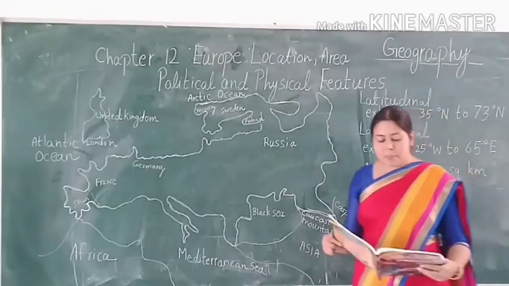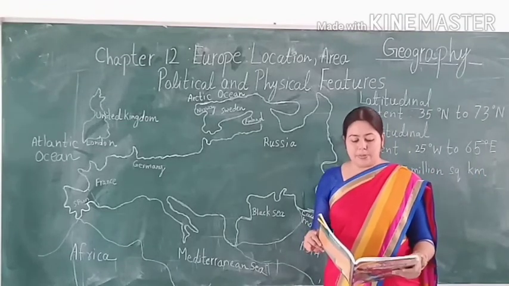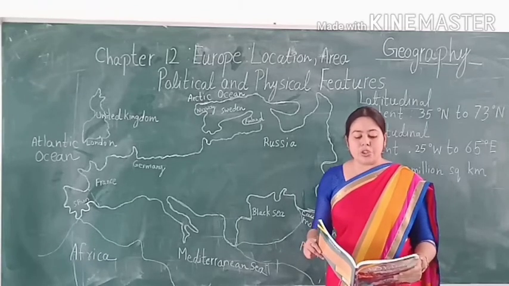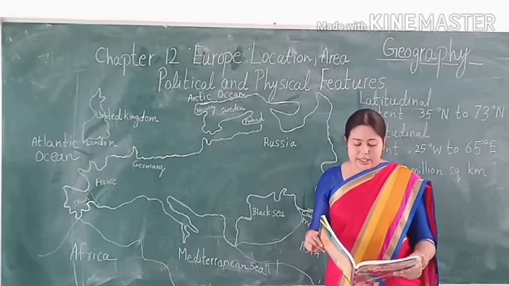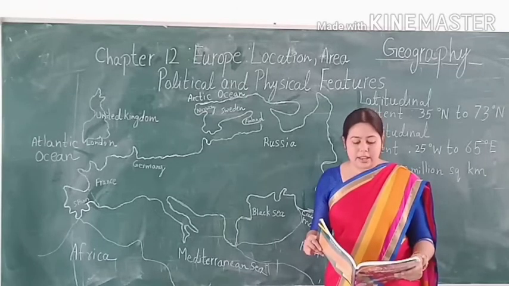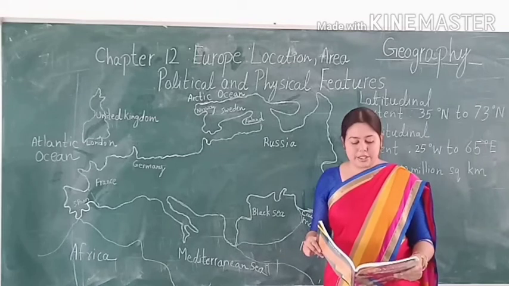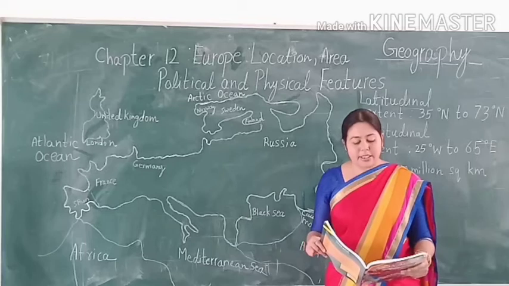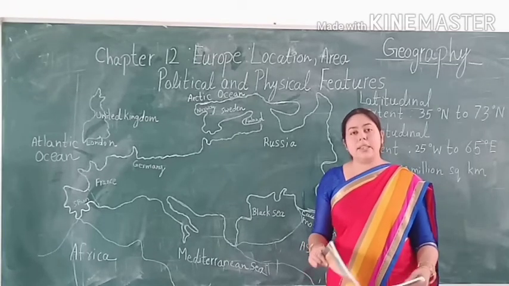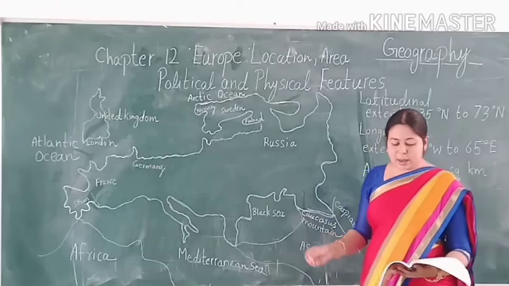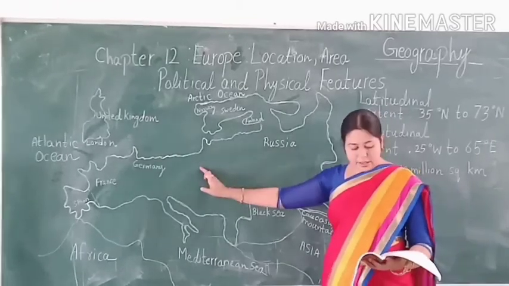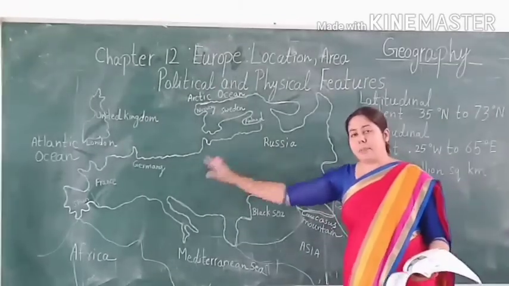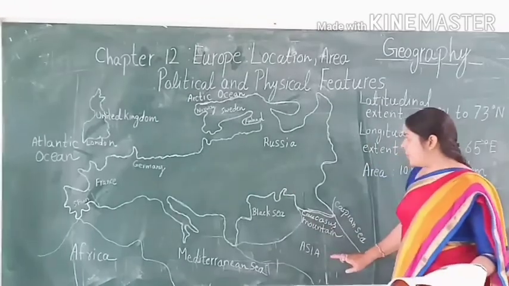Earlier Russia was a part of the USSR. So what is the USSR? USSR means Union of Soviet Socialist Republics. In December 1991 the USSR was split into 15 independent states and Russia became a separate country. Russia lies partly in Europe and partly in Asia. Some parts of Russia lie in Europe and some parts lie in Asia.